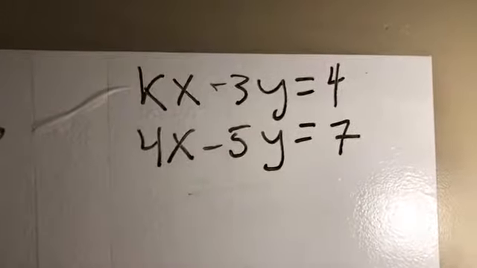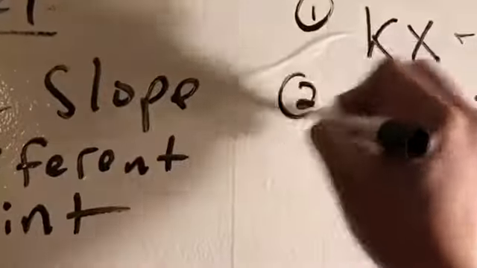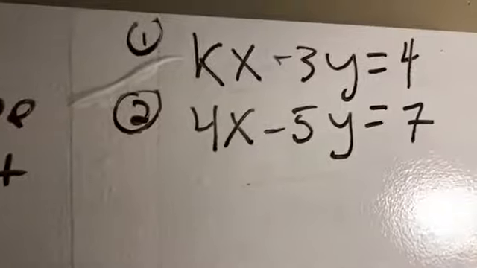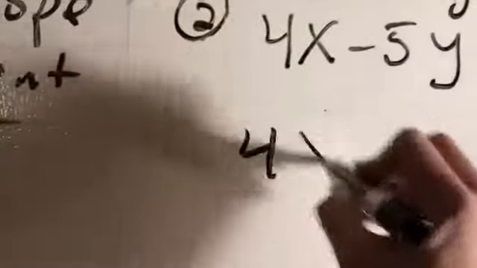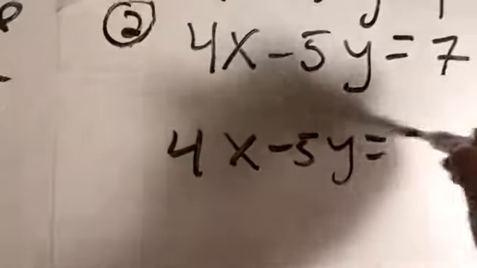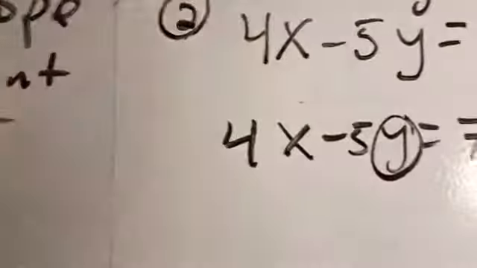So we want to know what value of k will give these two lines the same slope. So I'm going to label these as equation 1 and equation 2 so I can play around with them a little bit. We know a lot about equation 2 over here. We don't have any missing values. So I'm going to take 4x minus 5y equals 7. And the quickest way to check if they have the same slope is to solve this for y.